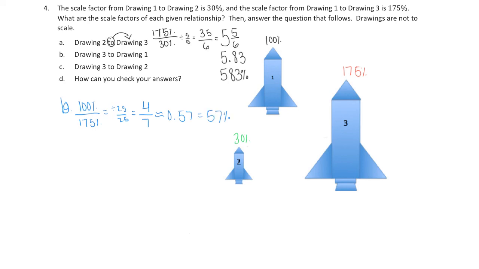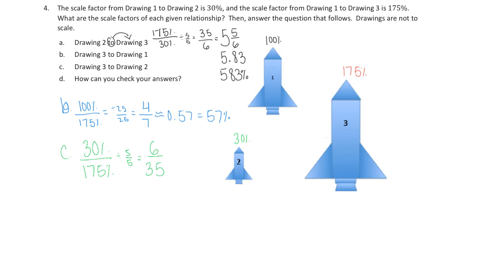All right, now let's do drawing 3 to drawing 2. Now my numerator is going to be drawing 2, which is my 30%, and my denominator is going to be drawing 3, which is 175%. Let's go ahead and simplify. We can simplify both of these numbers by 5. 30 divided by 5 is going to give us 6, and 175 divided by 5 is going to give us 35.